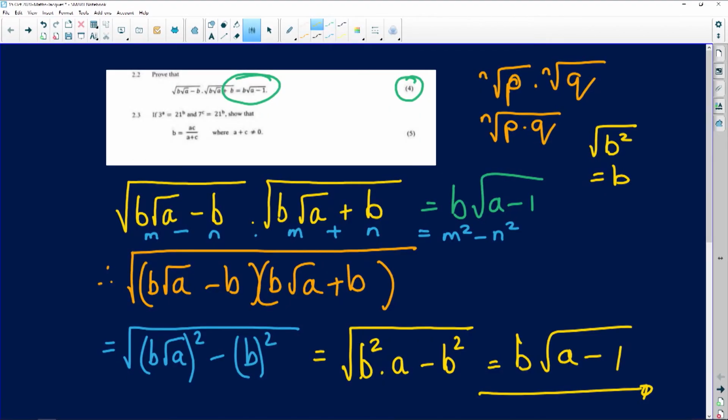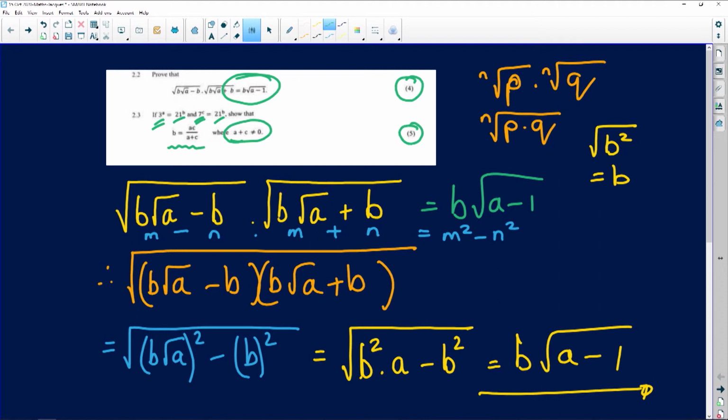Now, folks, the interesting question is the second one. Look at this. They tell us that 3 to the a is 21 to the power of b, and 7 to the power of a is equal to 21 to the power of b. They want us to show that b is ac divided by a plus c, and clearly they have to tell us that a plus c cannot be naught.